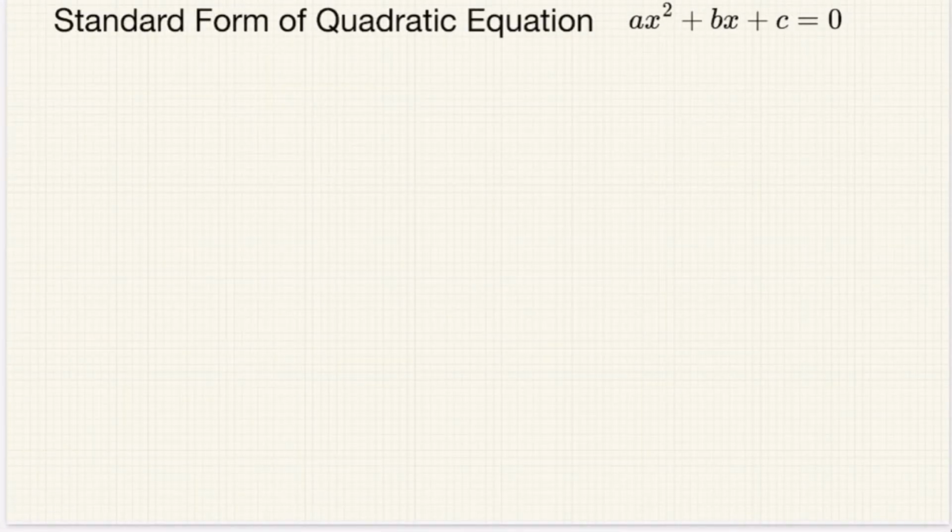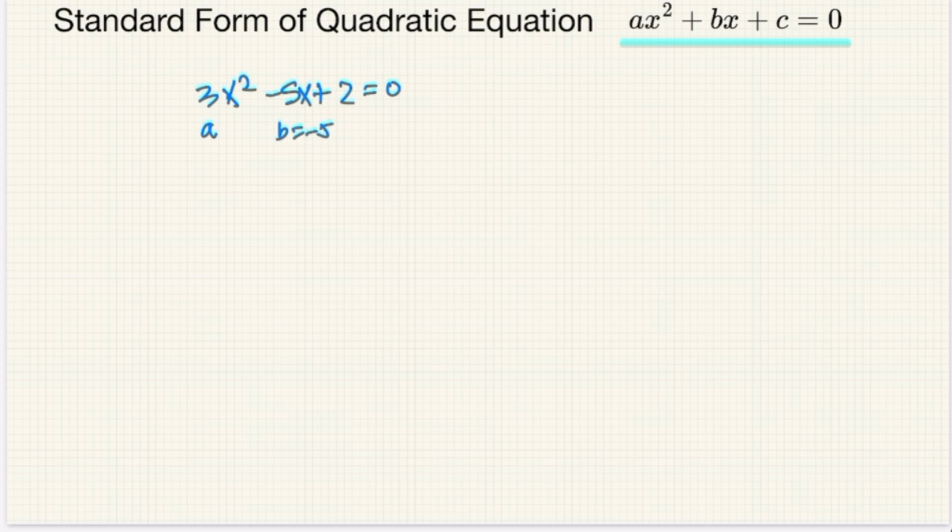So now let's look at the standard form of the quadratic equation. We just saw that a second ago, but this is called the standard form, where things are put in that form: ax squared plus bx plus c equals 0. When you're asked to put an equation in the standard form, that's what that means. Let's look at some examples of that. We've got 3x squared minus 5x plus 2 equals 0. In this case, a is 3, b is minus 5, and c is equal to 2.